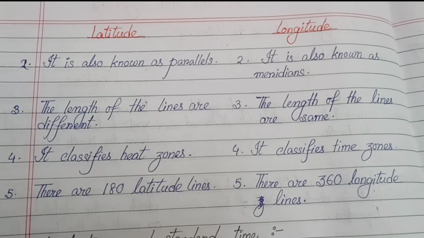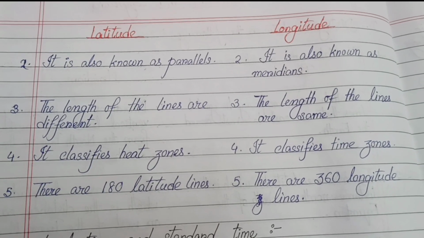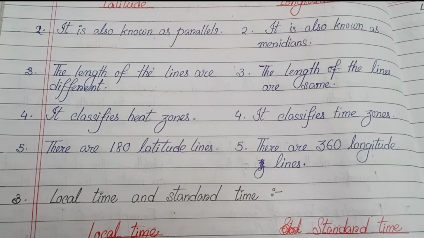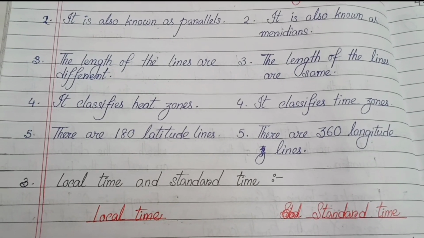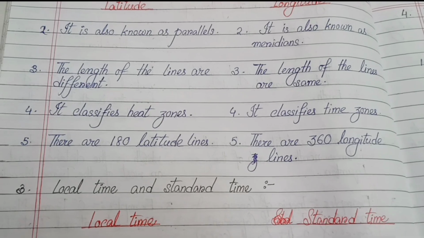Number 3, the length of the lines are different. Number 3 here, the length of the lines are same. Number 4, it classifies heat zones. Number 4, it classifies time zones. Number 5, there are 180 latitude lines. Number 5, there are 360 longitude lines.